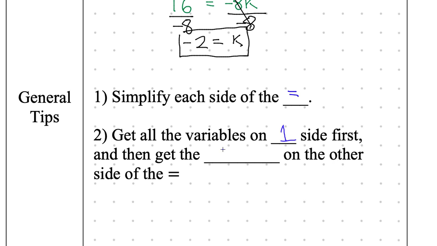Would each side work? Yeah, each side works. Well, actually, each side doesn't work because you definitely want to get the variables on just one side, not variables on both sides. So you can say numbers here. You can say constants. You can use whatever word you want. I'm going to use the word constant because it's a little bit more formal. If you don't like the word constant, just say number.